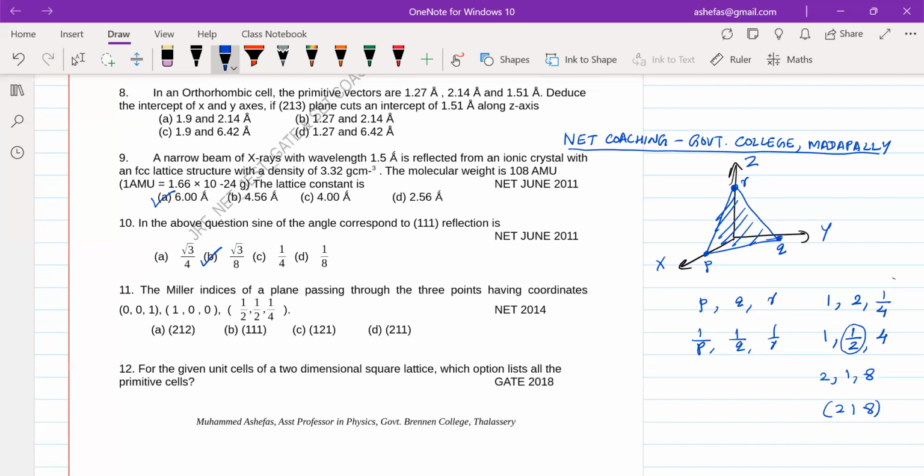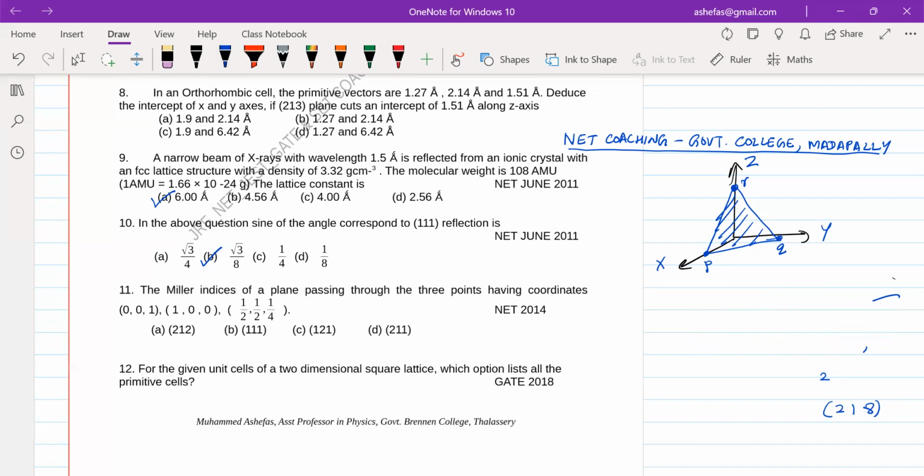So for that we have to know the intercepts of this plane with the x, y, and z axes. So how do we find the x, y, z intercepts for this particular question? If we are able to find them, we can easily find the Miller indices.